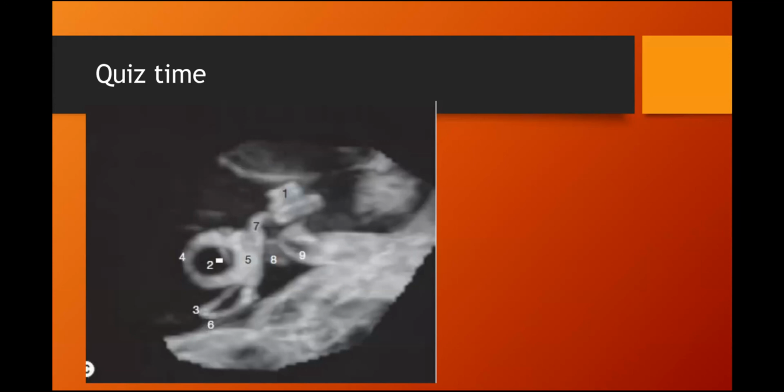Number 3: Doctor, this is the posterior semicircular canal.